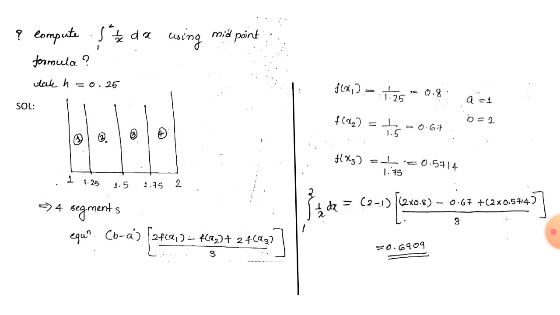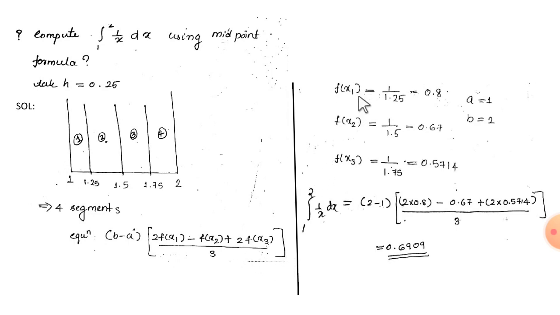The points will be 1, 1.25, 1.5, 1.75 and 2. And these are the segments: segment 1, segment 2, segment 3, segment 4. So in case of 4 segments, the equation will be b minus a into 2f of x1 minus f of x2 plus 2f of x3 divided by 3.